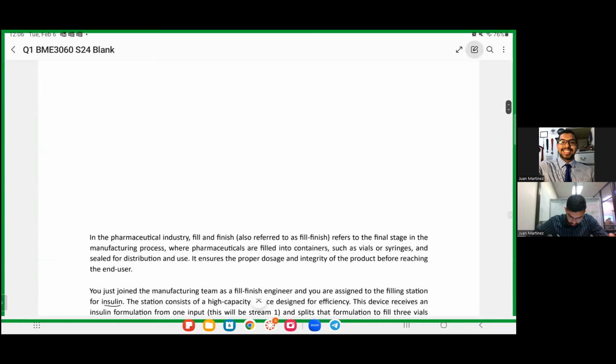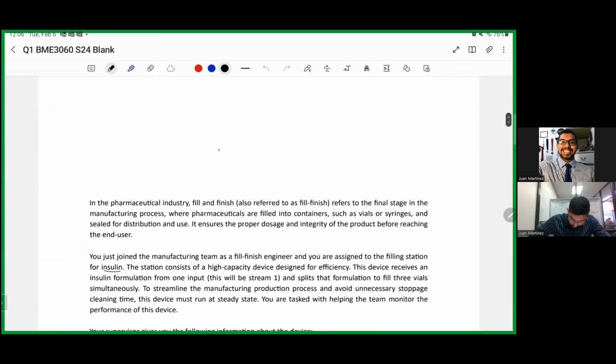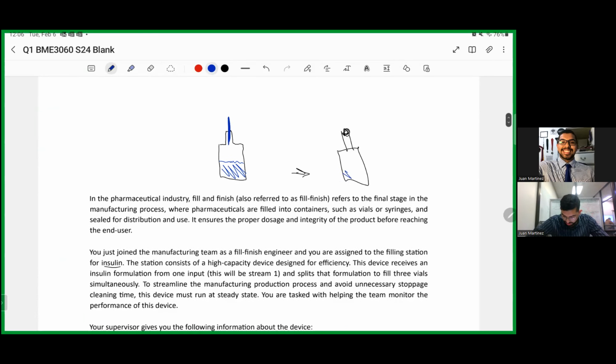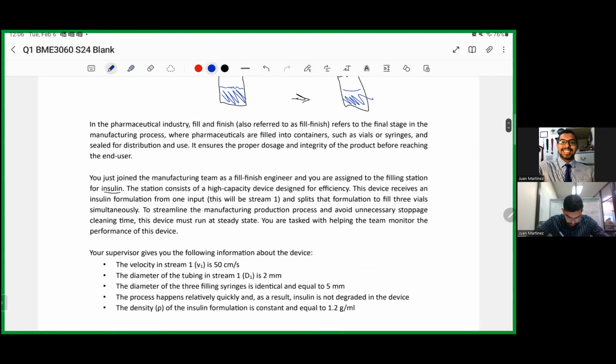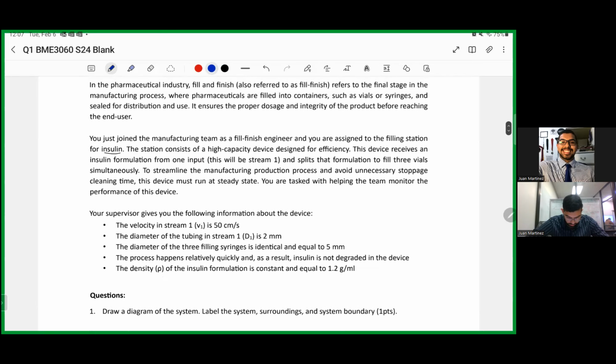So from this, so far, we know that we have a container, and that container is receiving some stuff, and it's called fill and finish. So we have this, and then the container, our lovely container. Sorry, I'm not an artist. It's going to have whatever we were putting inside. Awesome. So let's continue reading.